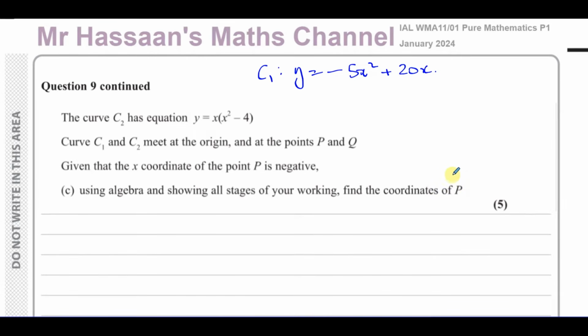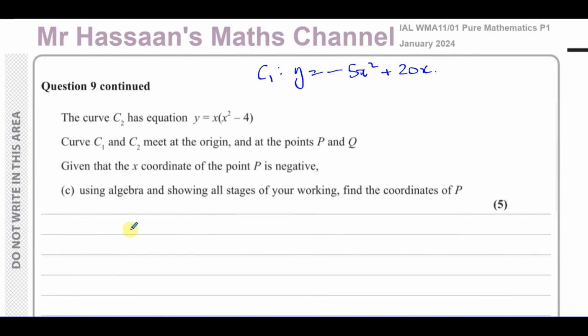Okay, so this curve, if you think about it, if you factorize this, you have x plus 2 and x minus 2. So it's going to cut the x-axis at 0, and x equals minus 2 and x equals plus 2. Okay, which are not the places where the other curve intersects. We want to find the x-coordinate of the point P where this curve and this curve intersect.